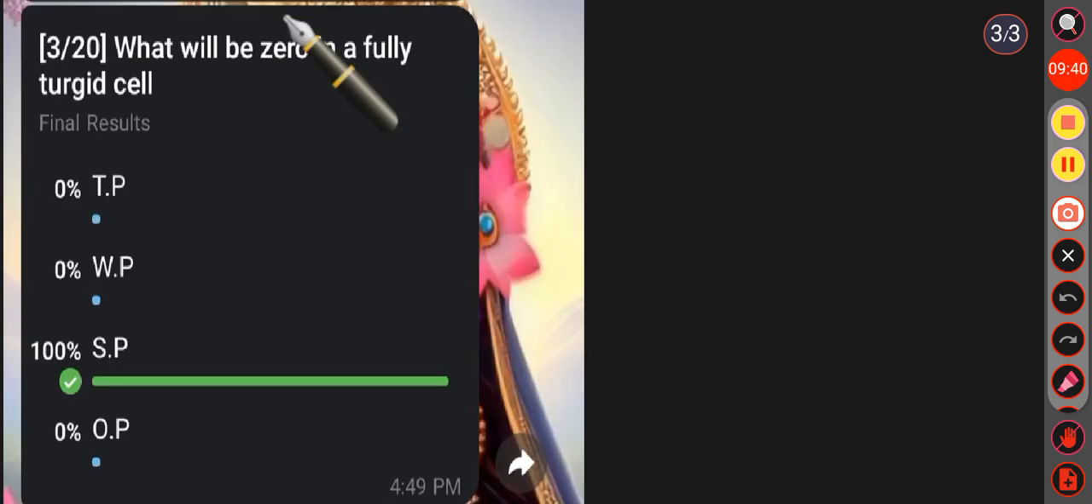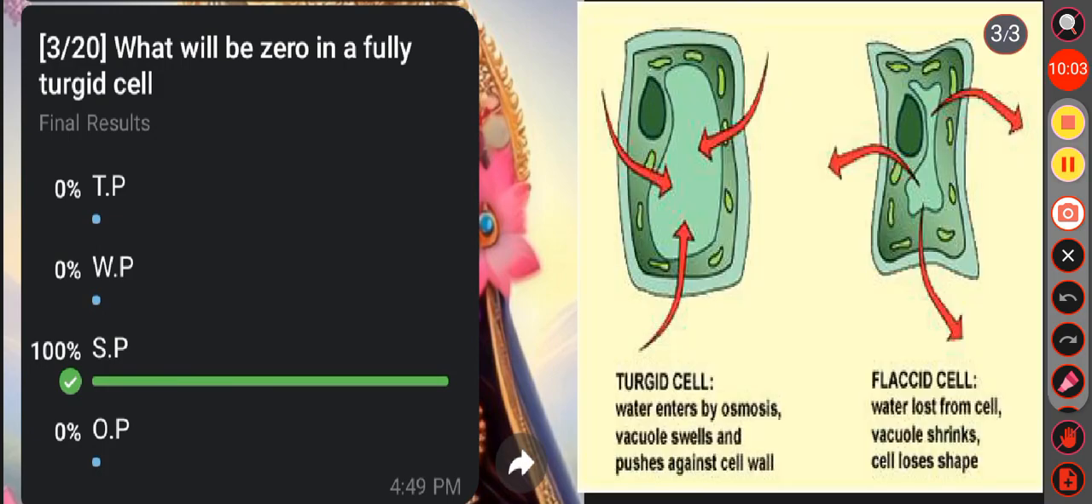Next question: what will be 0 in a fully turgid cell? Option A, TP, means turgor pressure. Option B, WP, means wall pressure. Option C, SP, means suction pressure. Option D, OP, means osmotic pressure. So here the correct answer is option C, that is suction pressure. But the question is how suction pressure is 0 in a fully turgid cell?